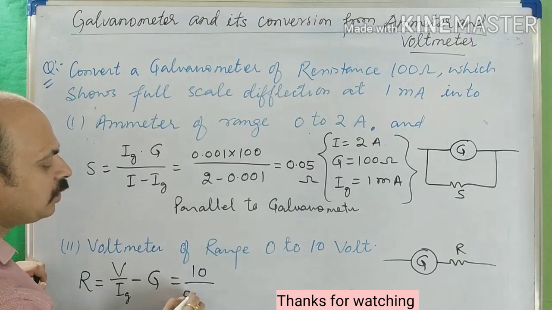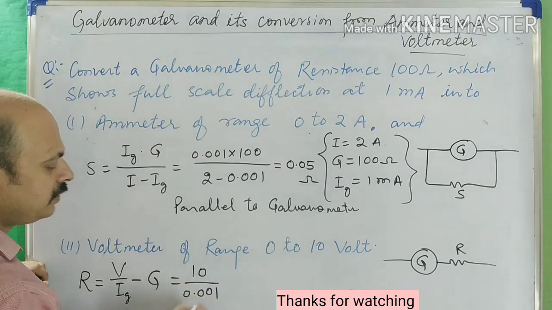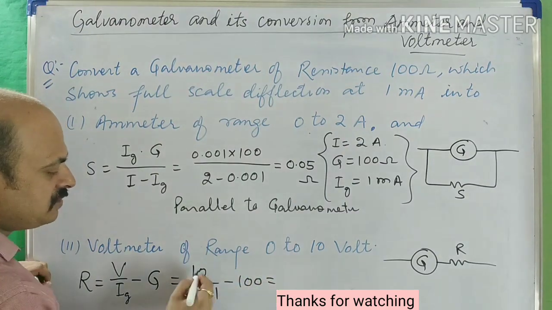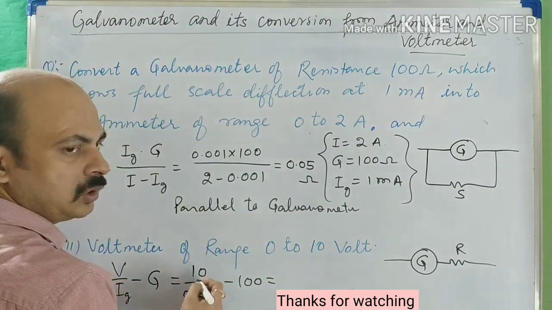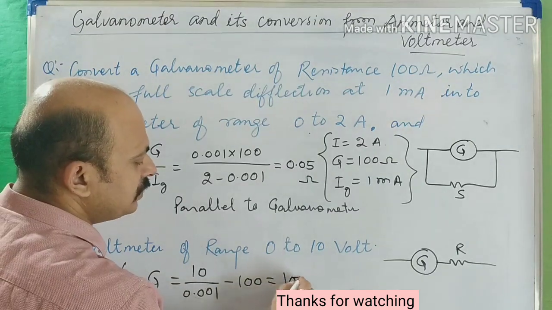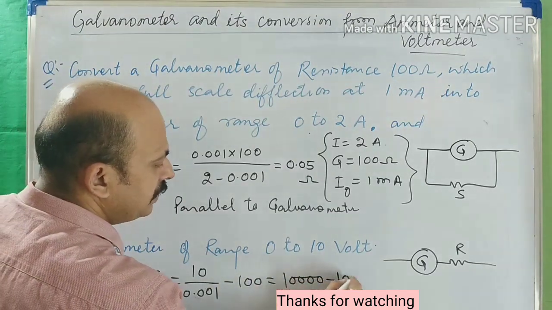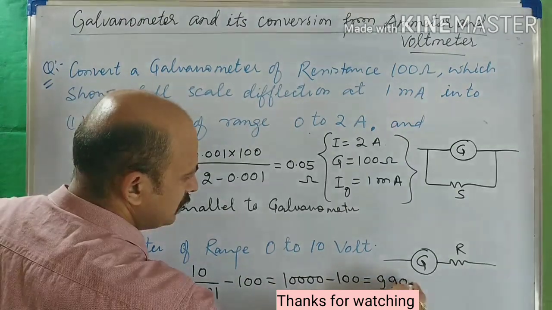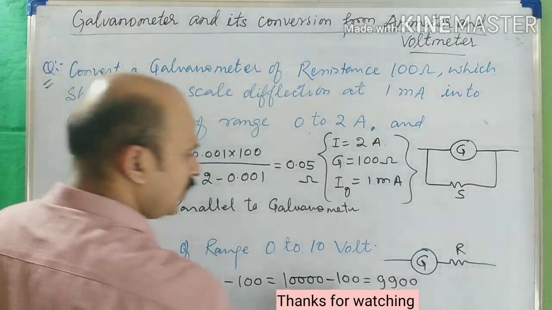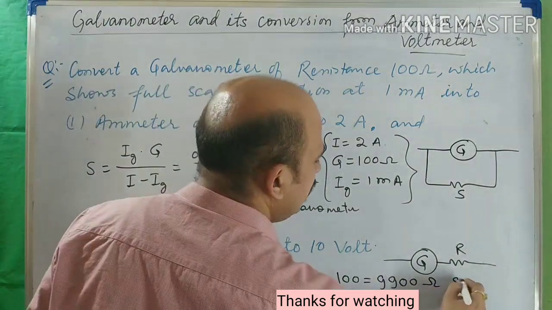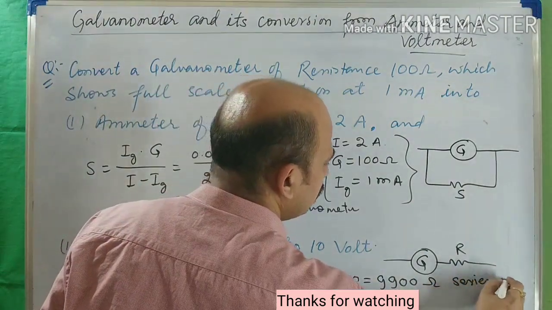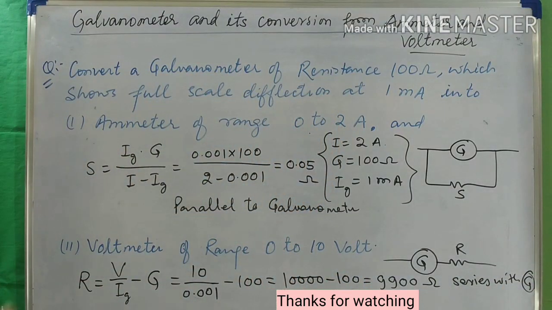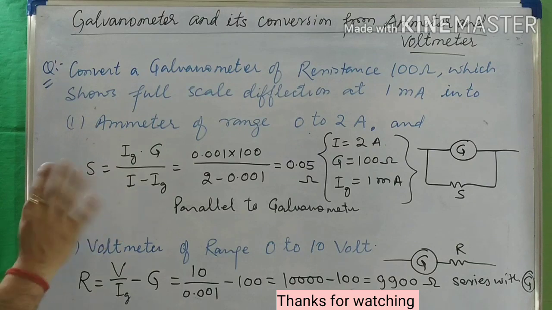What is Ig? 0.001, minus G. What is G? That is 100. So this will be equal to 10 to the power 4, that is 10,000 minus 100. So that will be equal to 9900 ohm in series with the galvanometer. So this is the way of converting this galvanometer into an ammeter and a voltmeter.